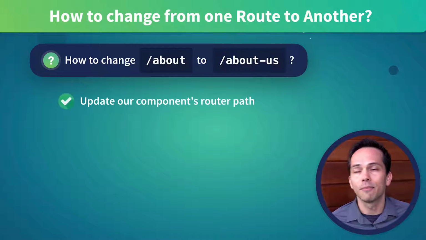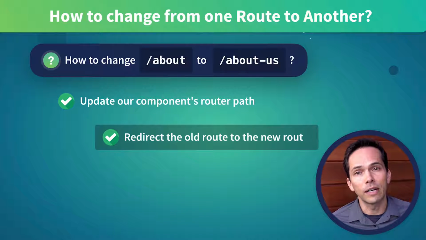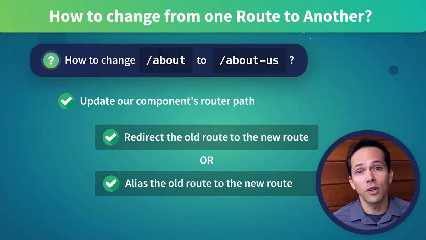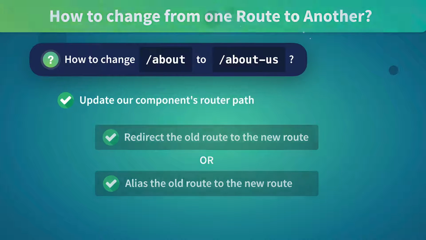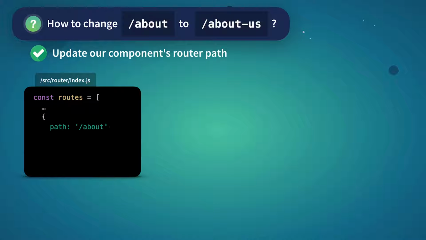First, update our component's router path, and then we want to either redirect the old route to the new route or alias the old route to the new route. I'll show you how to do both in your application. With either solution though, first we need to update our component's router path, which means updating our routes.